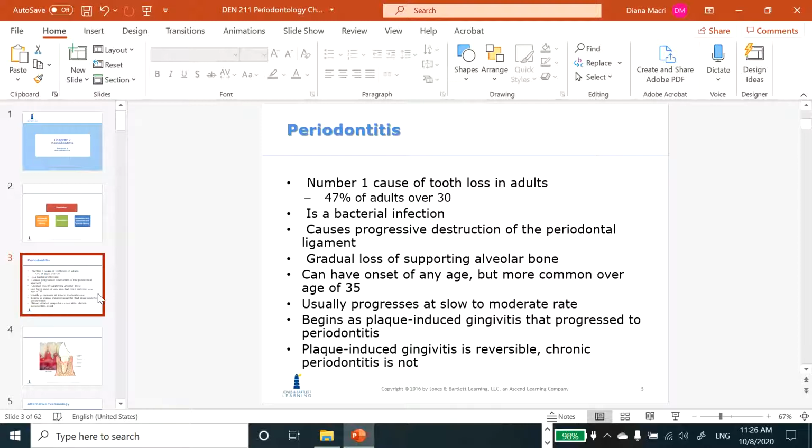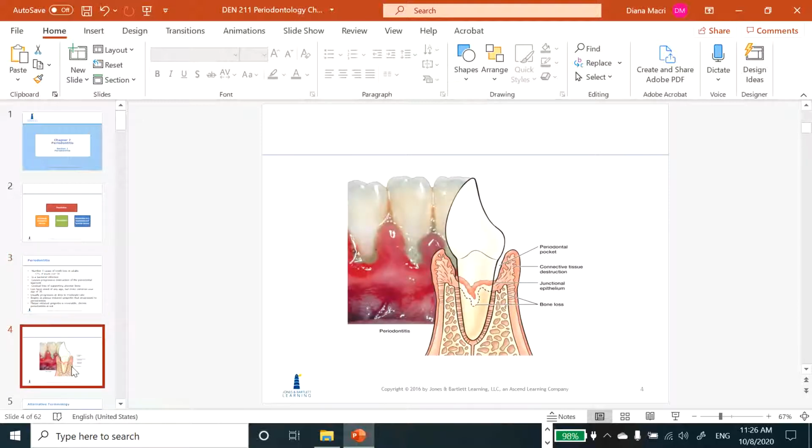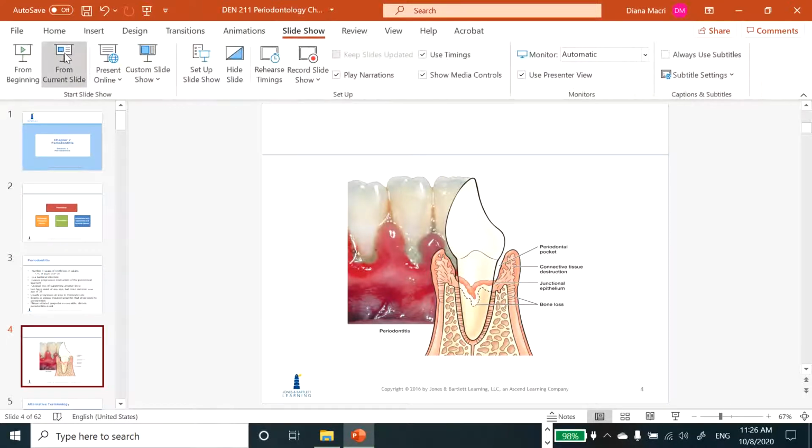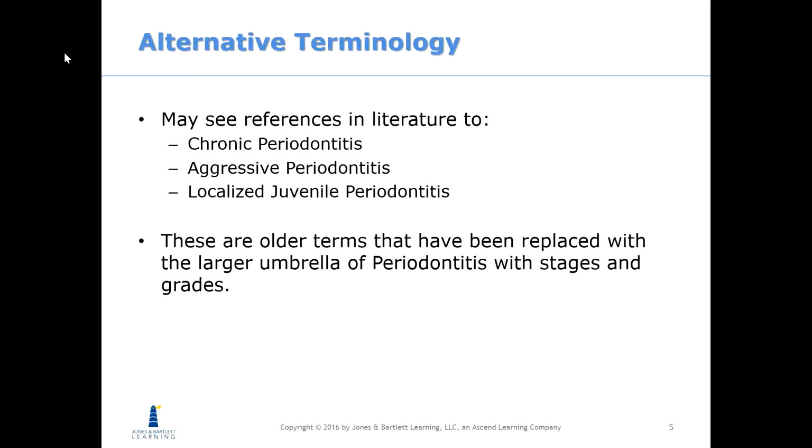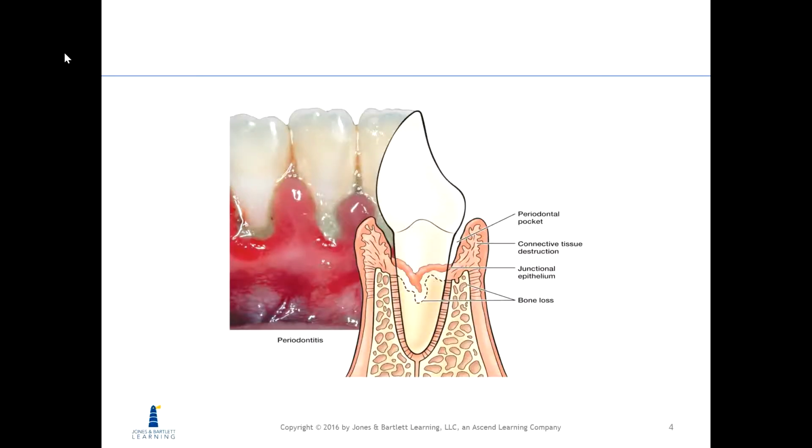Again, it begins as plaque-induced, bacterial-induced gingivitis that has progressed to periodontitis. Plaque-induced gingivitis is reversible, but chronic periodontitis is not. Here we have a really good picture illustrating what it looks like when we have bone loss. I don't have a pointer, but I really do like to see the full picture.